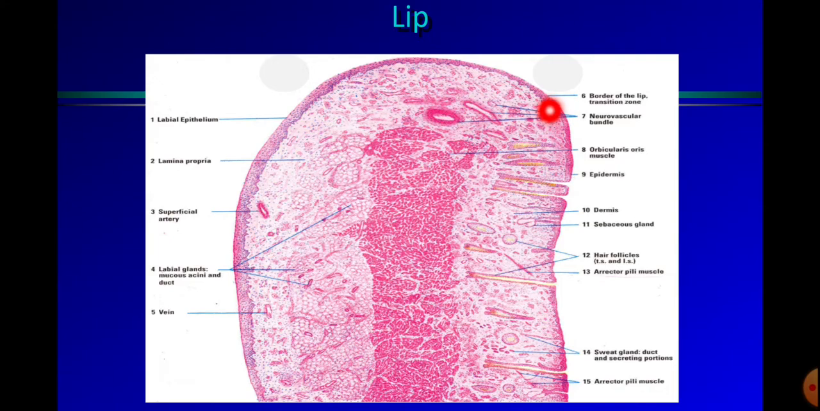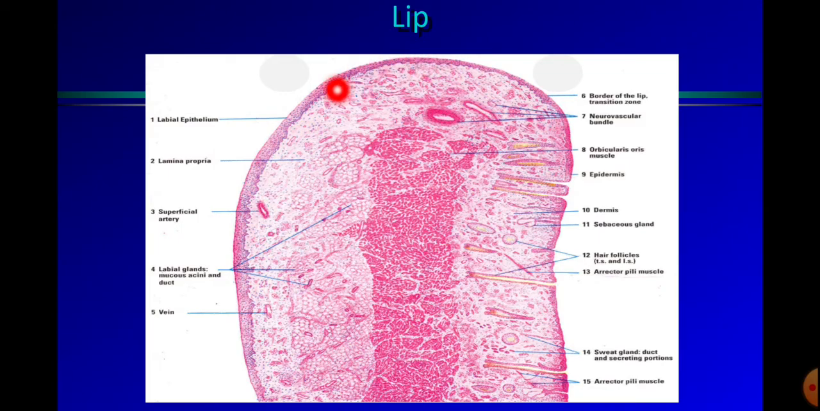Okay, so this is the vermilion border, and this zone present here is the transitional zone. Now this epithelium, which is thinner, is becoming thick, and now it is having the proper, uniform thickness here. So this portion, where it is becoming thicker and thicker as it goes towards the inner aspect, is called the transitional zone.